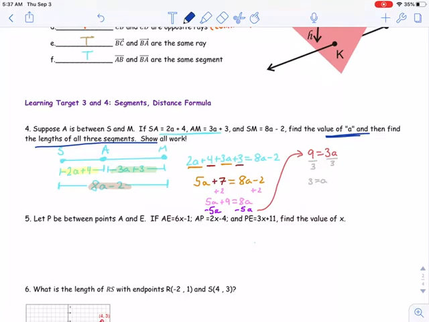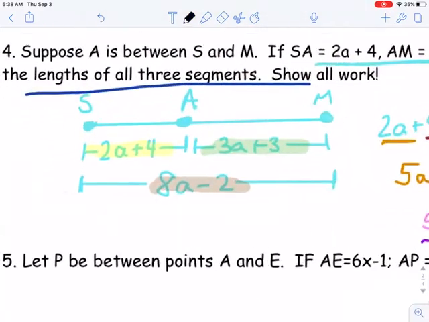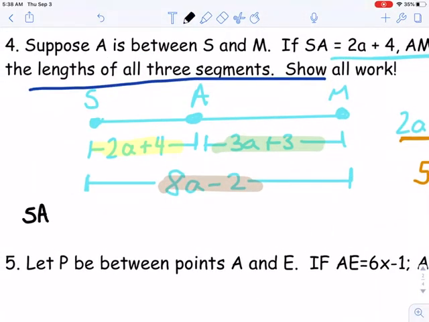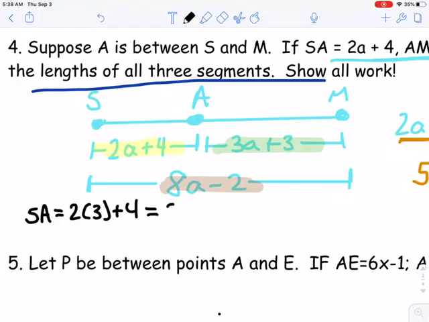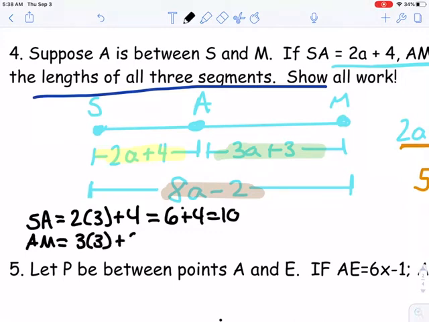So then I got to plug in A for everything. So SA equals 2 times 3 plus 4. Order of operations, PEMDAS: 2 times 3 is 6, plus 4 equals 10. Same thing with AM. This might be a good time to pause the video, try it on your own, and see if you can do it right.